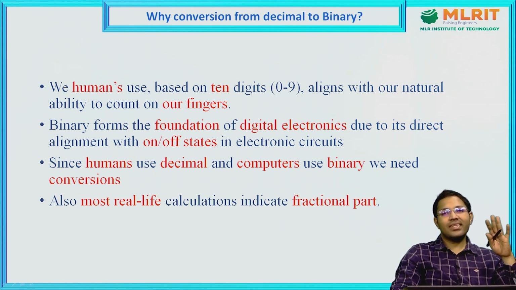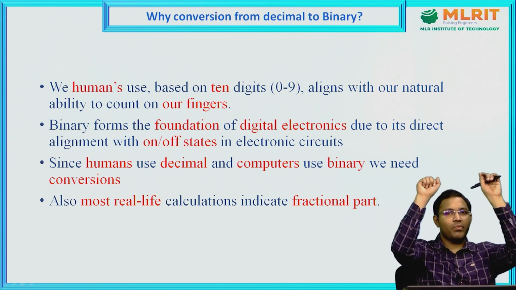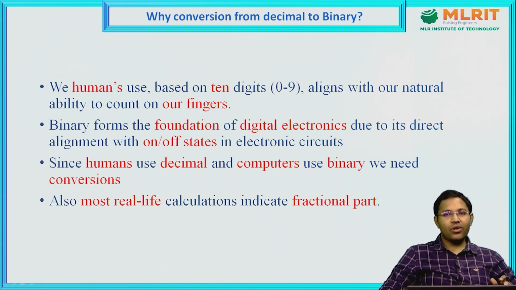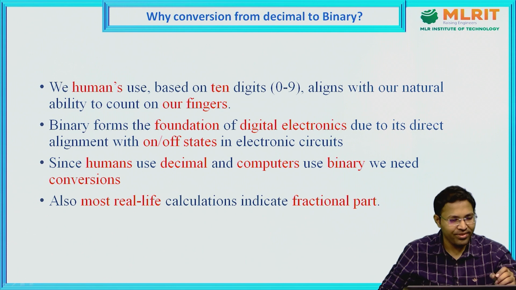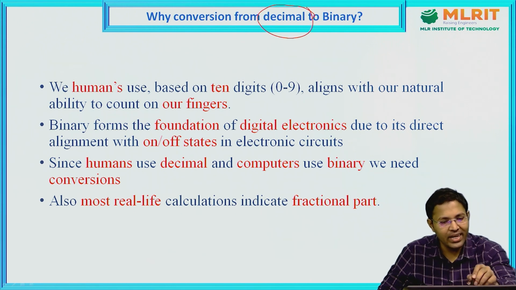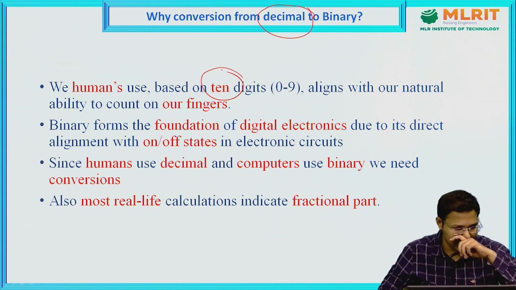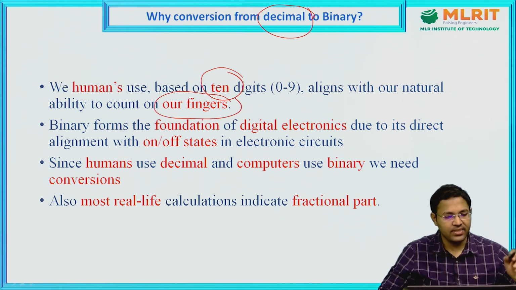Like it was discussed in the previous video, we humans have 10 fingers. So we have been widely using the decimal number system because it is easy to count on our fingers.